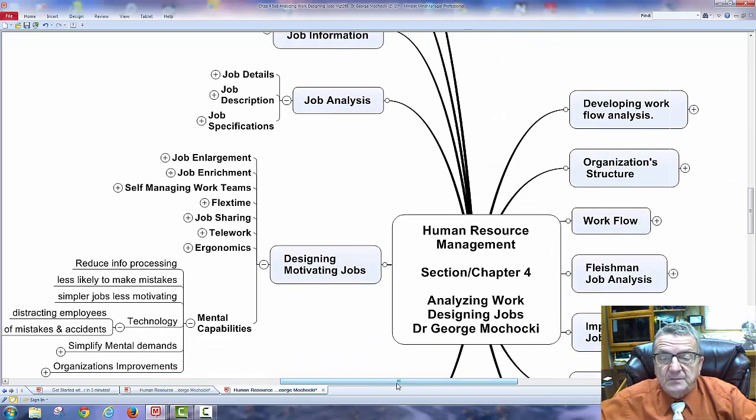You're taking me in human resource management training, and we're looking at analyzing work, designing jobs. Again, utilize my concept maps. If you're taking me in an online class or face-to-face or, what do you call it, a hybrid class or some other different training session, this all works out well for you.